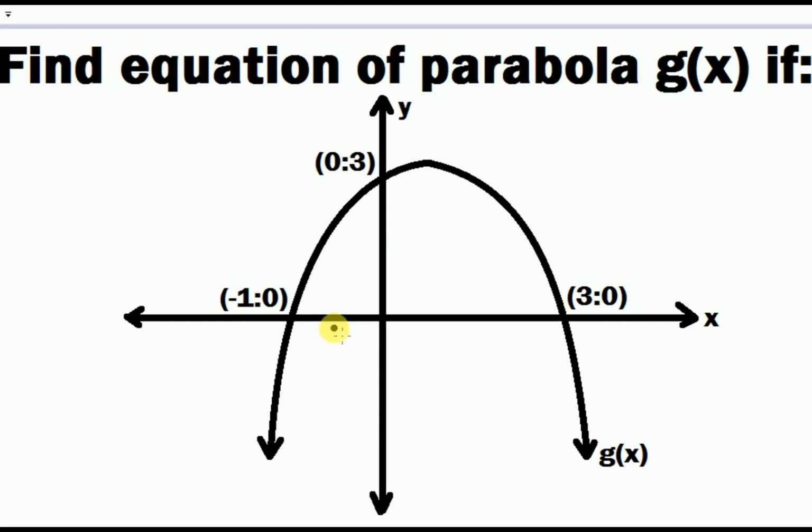The first method was the formula that we use when we are given two x-intercepts and one other point, the other one is if we are given a turning point and one point, and the other one was when we are given the coordinates of three points on a parabola. So here, as we can see, we are going to use the first one, which is when we are given two x-intercepts and a point.